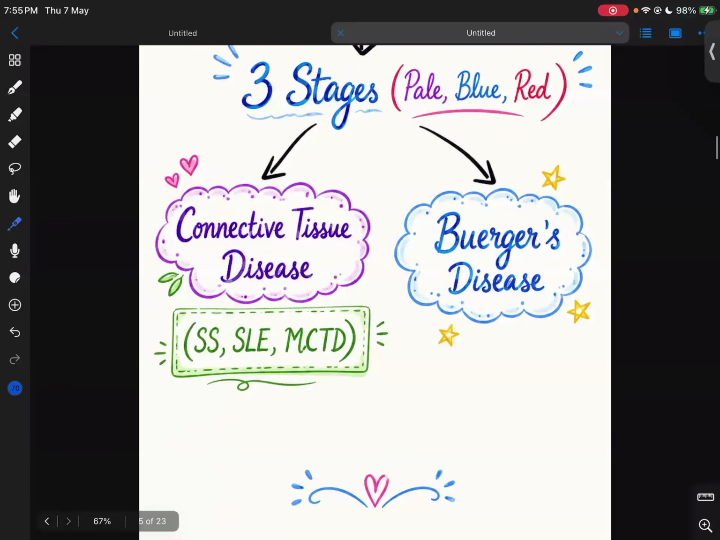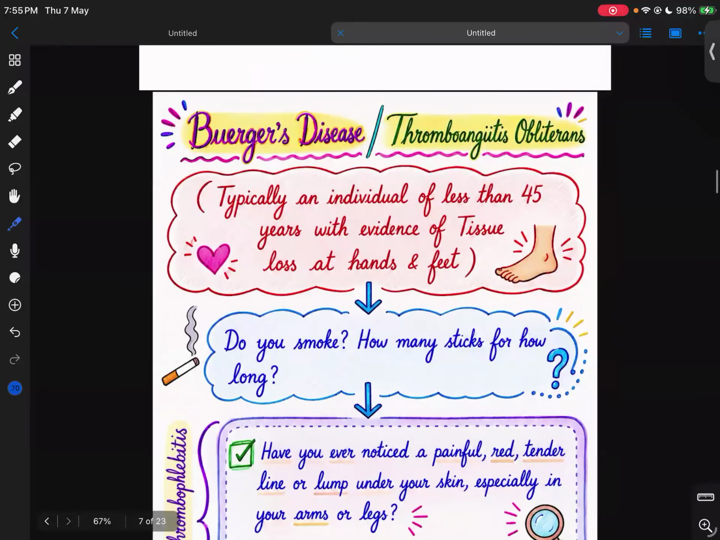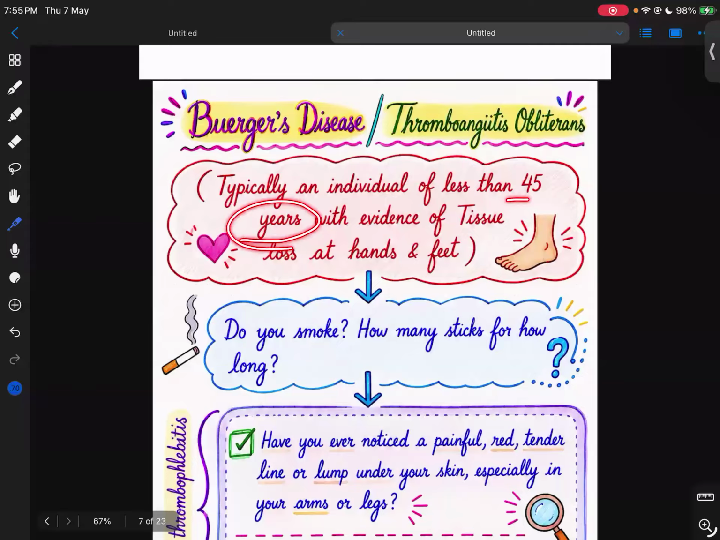Okay, so that is for connective tissue disease. The next is Buerger disease. It came at Pondicherry at type 1. First let me tell you what Buerger's disease is. Actually, Buerger's disease is a vasculopathy. It typically happens in an individual of less than 45 years of age with evidence of tissue loss at hands and feet. So whenever you are entering an exam and you see the patient has amputation at both hands and feet, you can keep in mind that this can be a case of Buerger's disease.